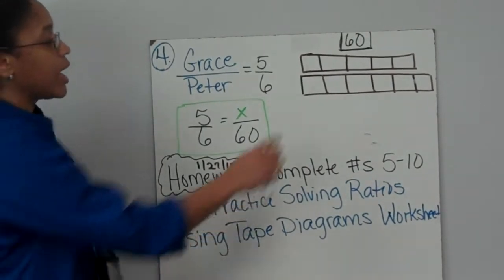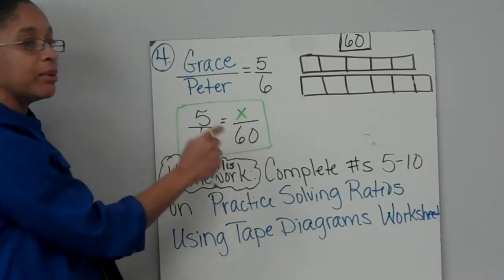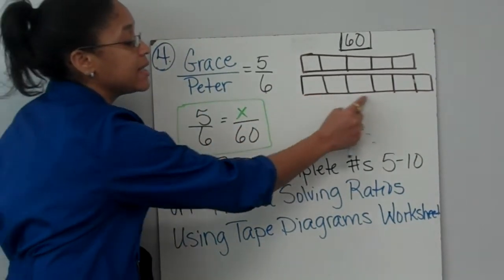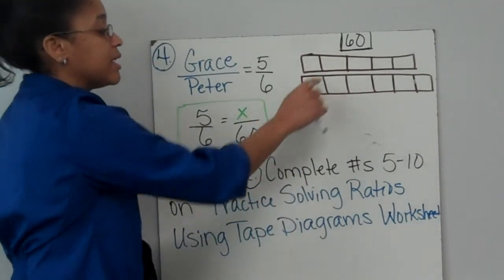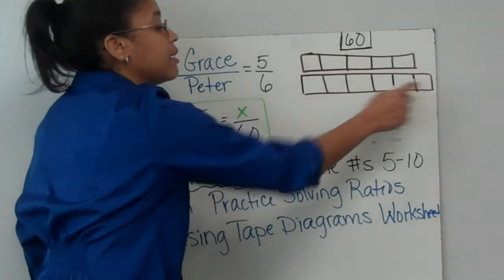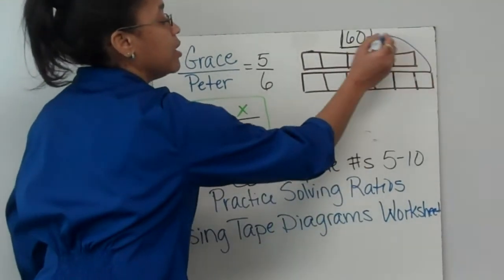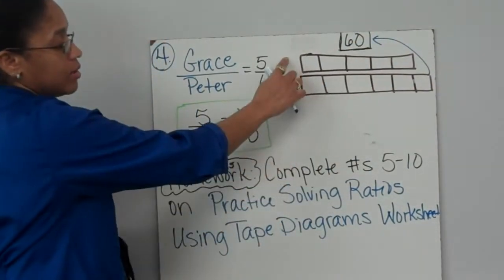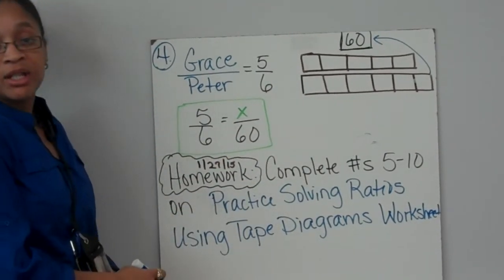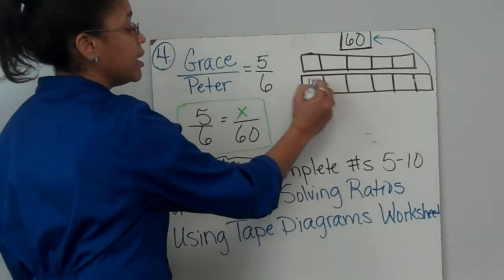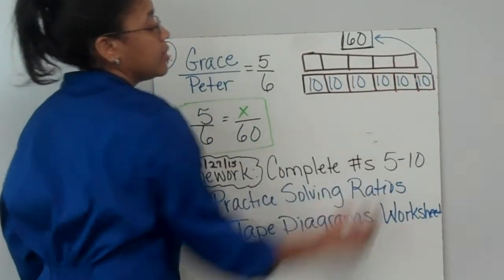So for Peter's string, I just wrote a 60 and I'm thinking, okay, Peter is on bottom, so I'm looking here at this number. What number can I add 6 times and get 60? Because I know Peter's string is 60. So my 6 boxes have to all add together to give me 60. So this represents Peter. Grace on top, Peter on bottom. Well, a number that I can add 6 times and get 60 is 10. So this will be 10, 10, 10, 10, 10, and 10.